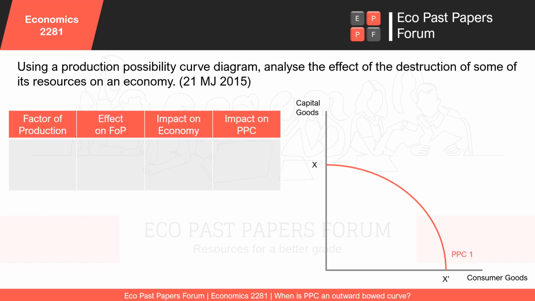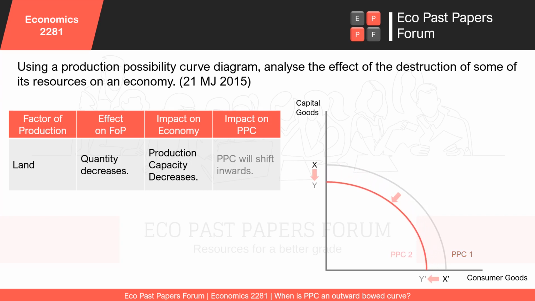Using a production possibility curve diagram, analyze the effect of the destruction of some of its resources on an economy. So I am assuming that the resources being destroyed are land. It could be because of an earthquake, typhoon, or natural disaster. Some of the natural resources are lost forever, which means that the quantity has decreased, which means now the economy which was producing at PPC1 is now not able to produce that much. The production capacity decreases. The PPC of the economy will shift from PPC1 to PPC2. It is going to produce a lesser number of consumer and capital goods.